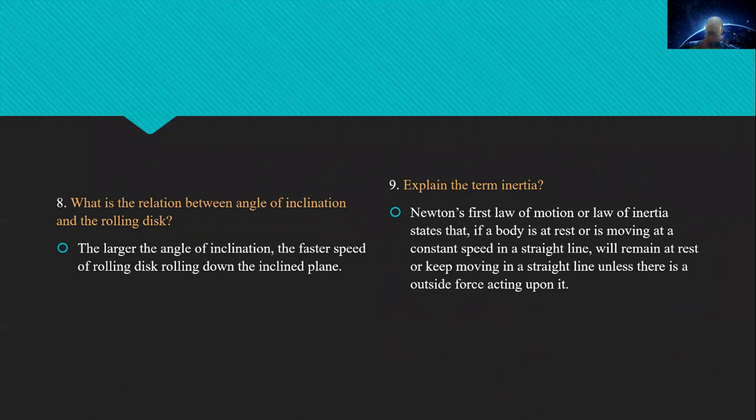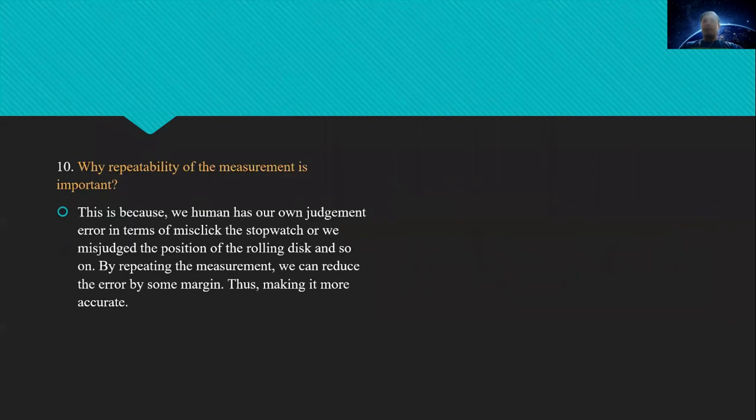The next question is, explain the term inertia. Newton's first law of motion, or law of inertia, states that if a body is at rest or moving at a constant speed in a straight line, it will remain at rest or keep on moving in a straight line unless there is an external force acting upon it.